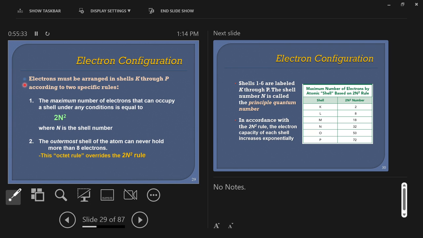Now here's the rule. There are 2 rules to follow. Once you know these, you'll be fine. The maximum number of electrons that can occupy a shell under any conditions follows this formula. The formula is 2 times n squared, where n is the shell number. So K would equal 1, L would be 2, M would be 3, N is 4, O is 5, P is 6. So let's do a practice one. Let me erase some of this, and then we'll do a practice.